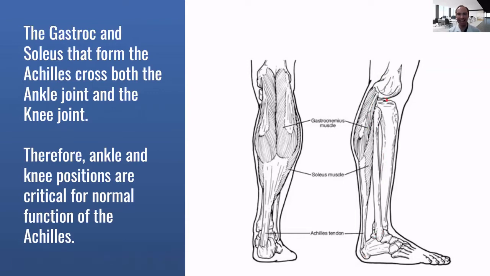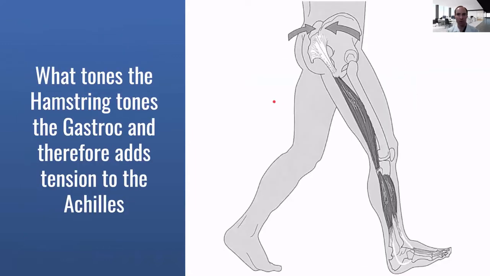So the knee and the ankle position are very important. Therefore, if your knee is curved in, if you're pronating quite a bit, flattening in at the ankle joint, that also is going to affect your Achilles tendon over time. And we also want to show here that what tones the hamstring also tones the gastroc, and it adds tension to the Achilles. Once again, it's not working in isolation. Achilles tendonitis isn't in isolation here on the back of the calf region.